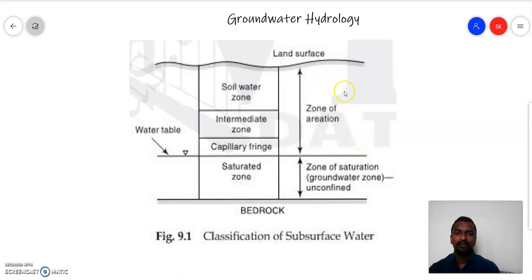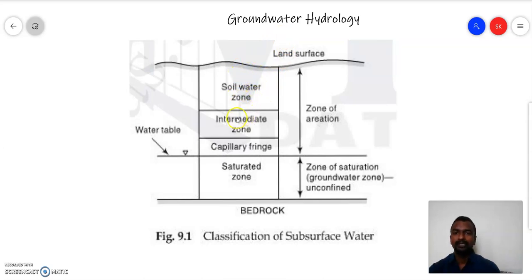The second part is the zone of aeration. In this zone of aeration, again there are three parts: soil water zone, intermediate zone, and capillary fringe. The soil water zone is very close to the land surface. It is important for vegetative growth, basically to grow the roots. And most of the water generally comes out of the soil water zone in the form of evapotranspiration.